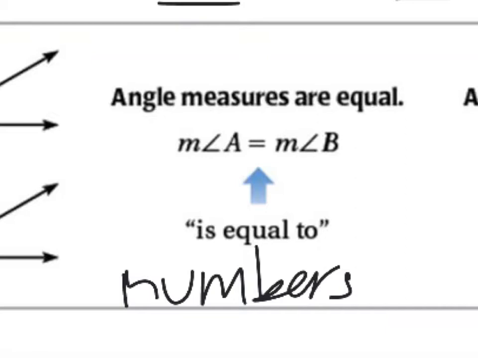If you're talking about the measures being equal, you have to use the measure symbol. So this little m means measure. That's important. If we're talking about measures and you're saying they're equal, you have to use that little m. You can't say angle A is equal to angle B. You have to use the m in front of it to say you're talking about the actual degrees.